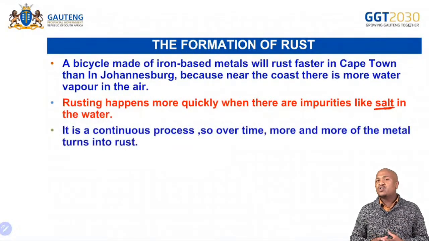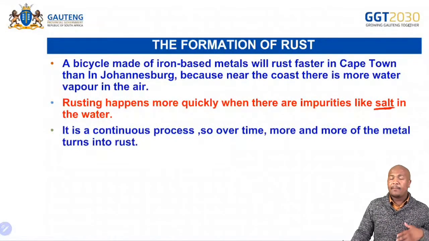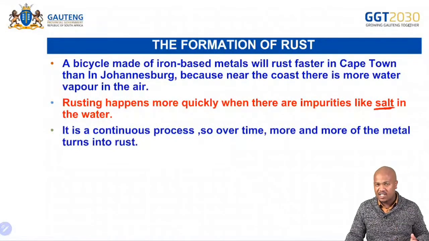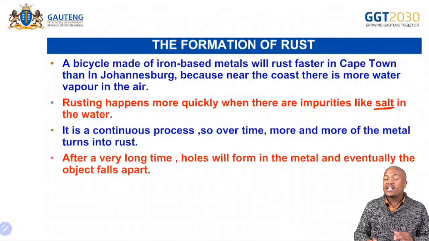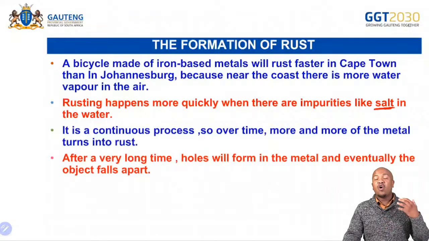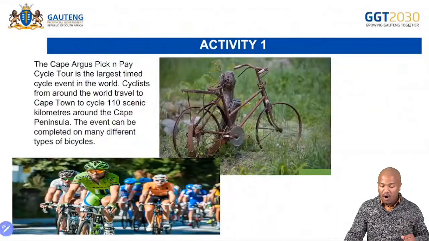So rusting is also a continuous process over time. The metal turns into rust when the metal reacts with oxygen. So after a very long time, holes will start to form in the metal and eventually the object starts falling off.